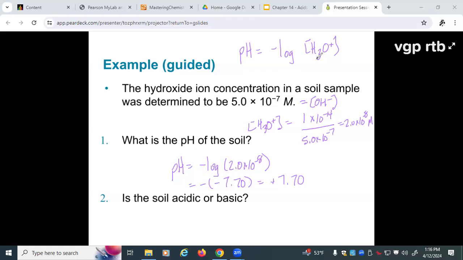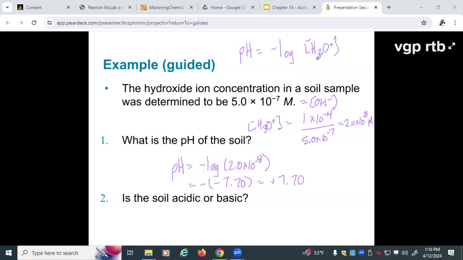Haven't talked about it yet. Not going to see it a whole lot. I don't think Mastering is too terribly picky about it. But that's the general rule of thumb to use. So whatever your concentration is, that number of digits is the number of decimal places that you put in your pH value.